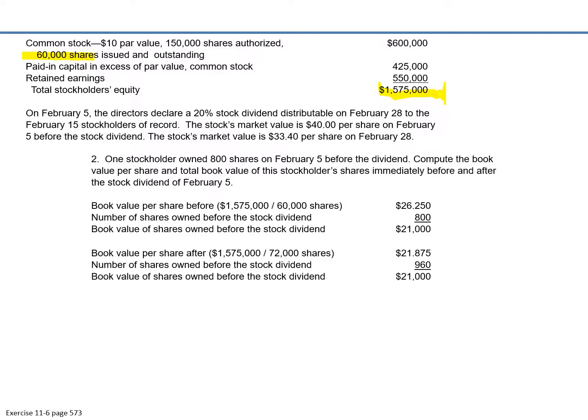So the point is, because the total value in stockholder equity doesn't change, the total book value of the shares that each shareholder has doesn't change either. It's just the per share value that changes when you do a stock dividend. Okay, it's this number. Well, and the number of shares, but the point is the totals don't change for the shareholder, nor do they change for the company in total. Okay?